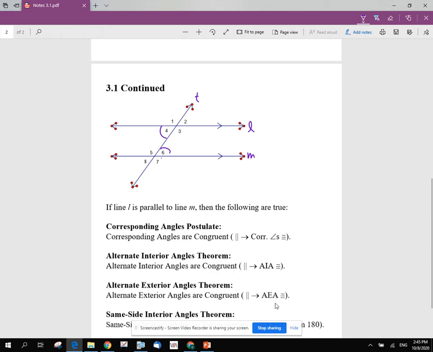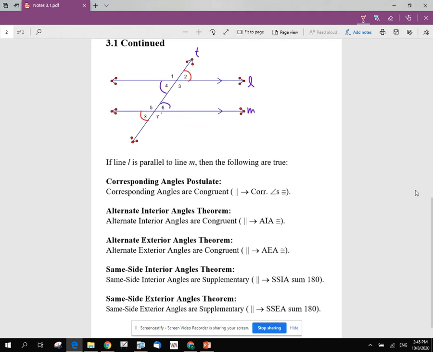The next one is the alternate exterior angles theorem. I'll just use a different color here, which would prove that, for instance, angle 2 is congruent to angle 8. We could say angle 2 is congruent to angle 8, and this is the abbreviation you would use for that in a proof. And then finally, same side interior angles are supplementary, not congruent.